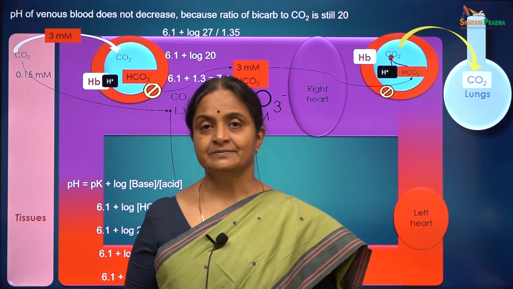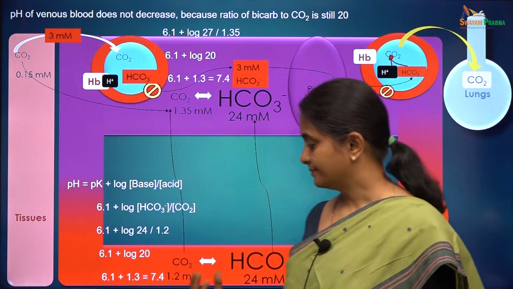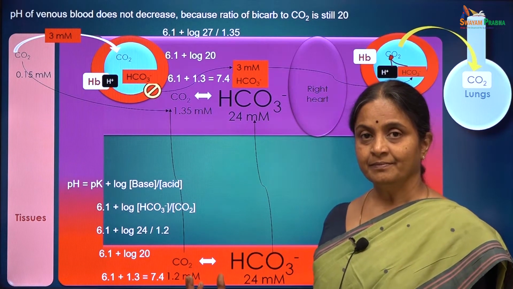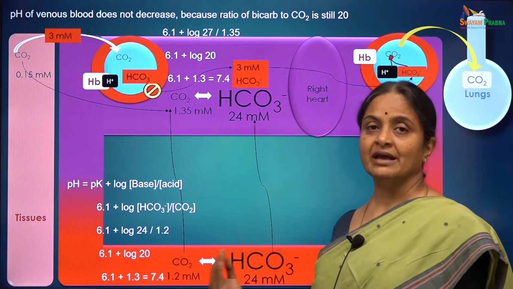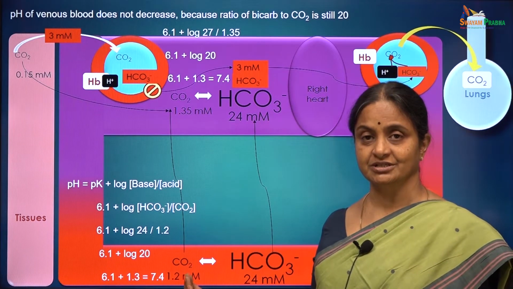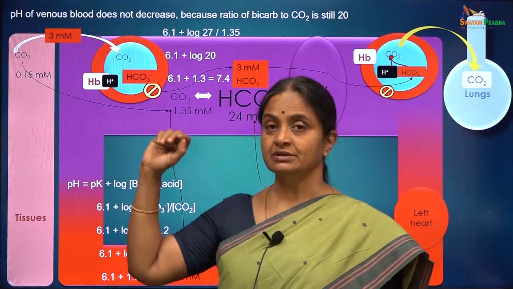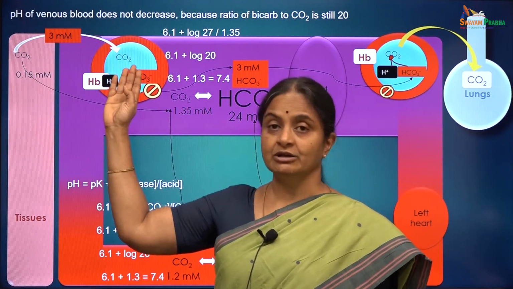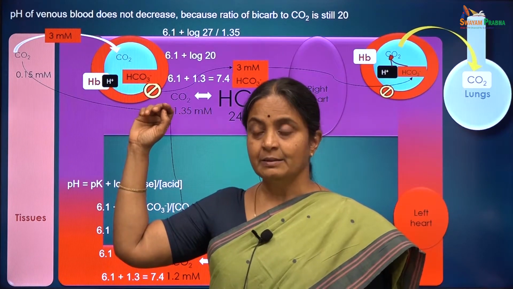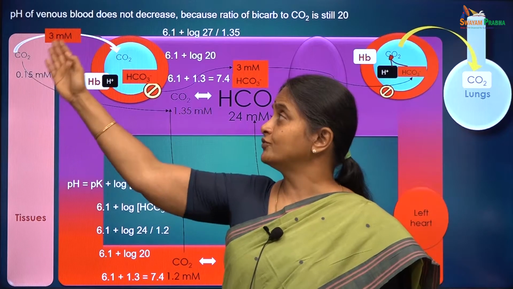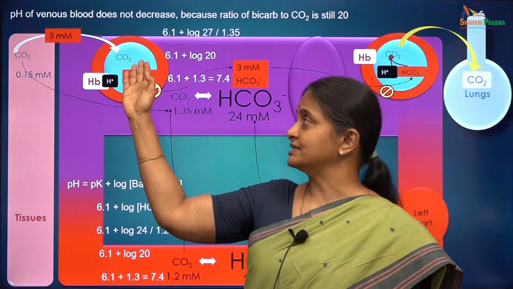To summarize, pH of blood is 7.4 in arterial blood because of the ratio of bicarbonate to carbon dioxide concentrations. It is at 20. When blood courses through tissues, 3 millimoles per liter carbon dioxide is added to blood, but that does not affect the pH again because most of that carbon dioxide moves into red blood cells.